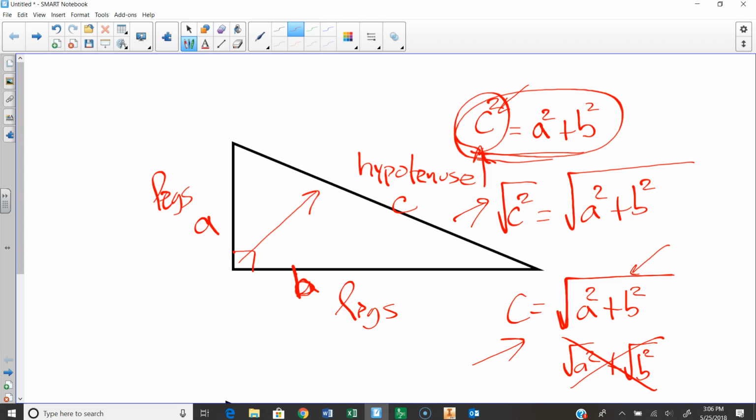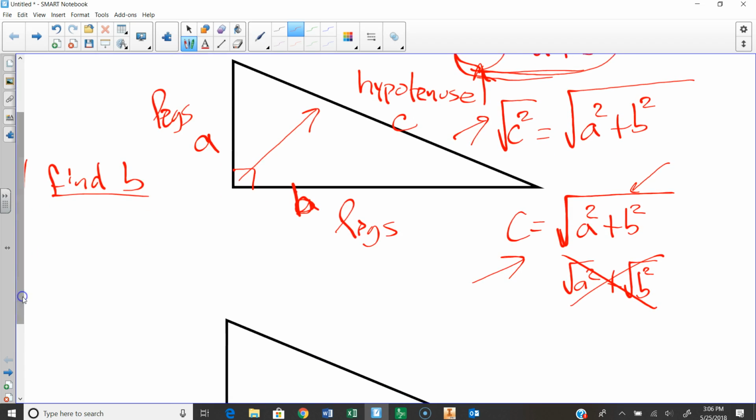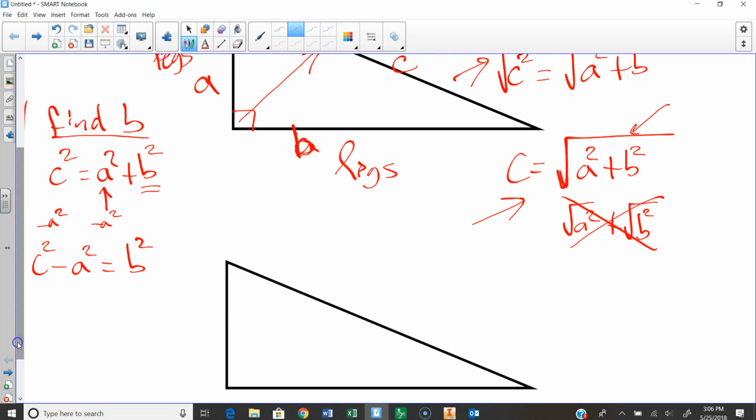What if a problem gave us the hypotenuse and one of the legs? So let's say we were trying to find B. How would we go about solving this? Well, remember, once again, I'm not even worried about numbers right now. We're just going to start with C squared equals A squared plus B squared. And the first thing we're going to do, if we want B, is move this to the other side. We're going to subtract A squared from both sides. So I have C squared minus A squared equals B squared. And just because it feels a little better, we're going to put B squared over here: B squared equals C squared minus A squared. Just switch the sides.